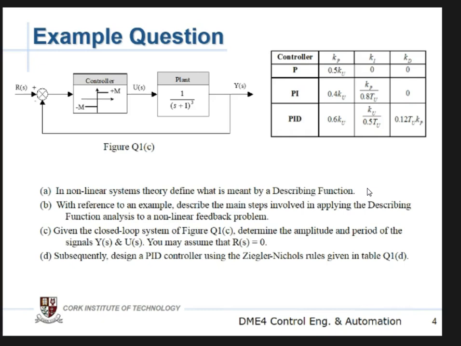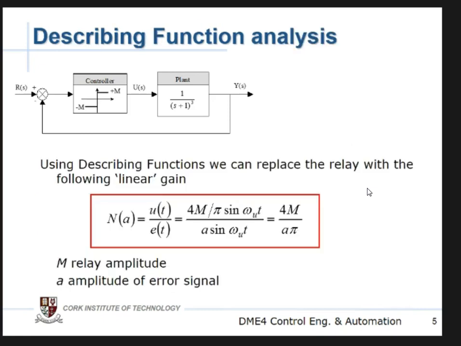So in terms of working through this, or describing functions, what we're saying is if we want to linearize this, we can do so. The equivalent gain of this element is 4 times m over pi times a. M is indicated on the diagram. That's the plus and minus m coming out of the relay.